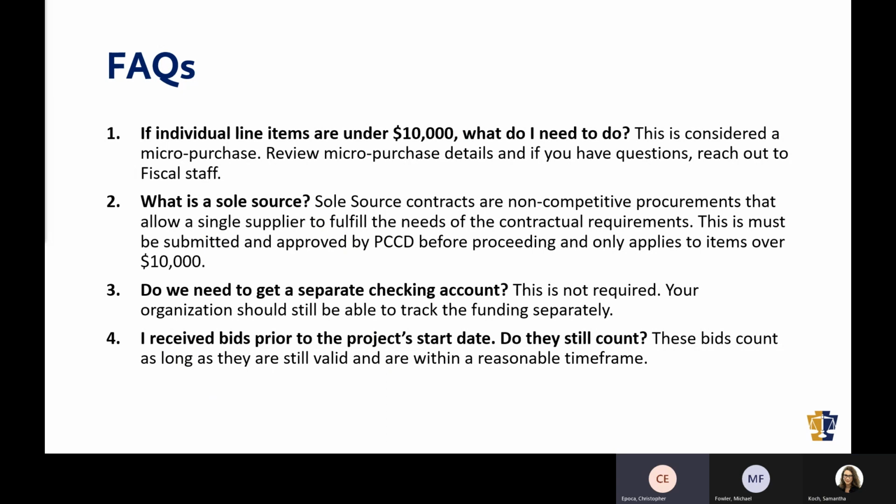Thanks, Sam. You don't need to do anything specifically as far as getting approved from PCCD. This is considered a micro purchase, and I'd encourage you to review our procurement guidelines and review specifically the micro purchase details within those guidelines, and reach out to the fiscal staff person assigned to your grant if you have additional questions. Basically, we're just looking for you to distribute your purchases among a reasonable number of different suppliers, and obviously get the best price and quality possible.